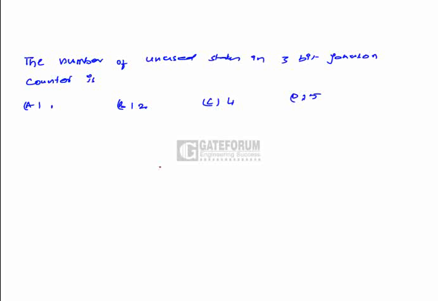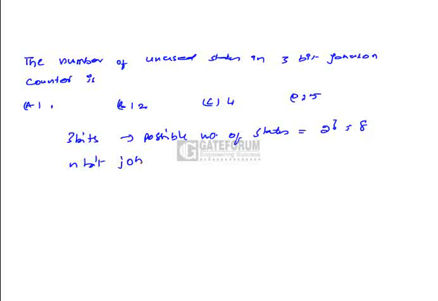The number of unused states in a 3-bit Johnson counter is... Here, as there are 3 bits, the possible number of states is 2 power 3, which is 8, and we know that an n-bit Johnson counter consists of 2n states, which is 6 here.